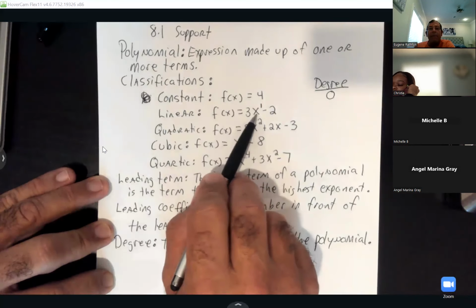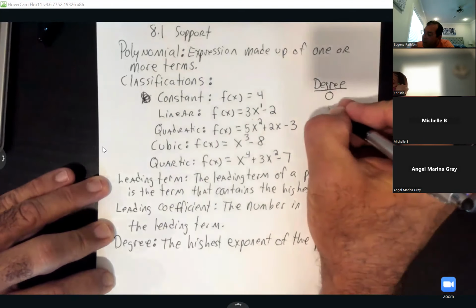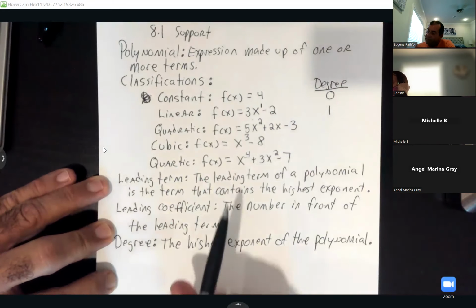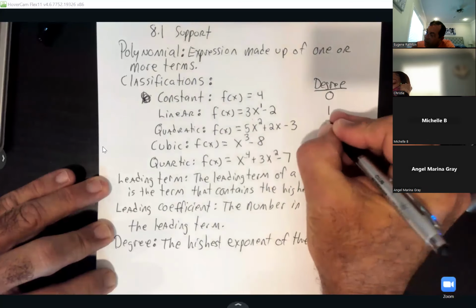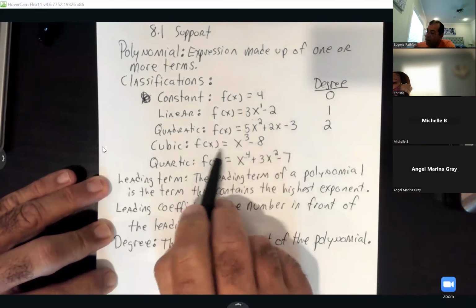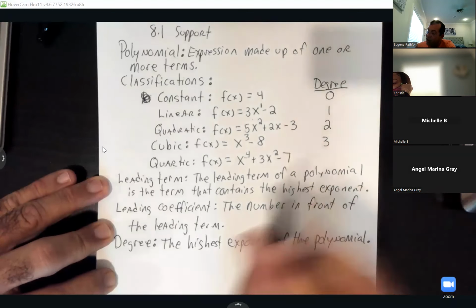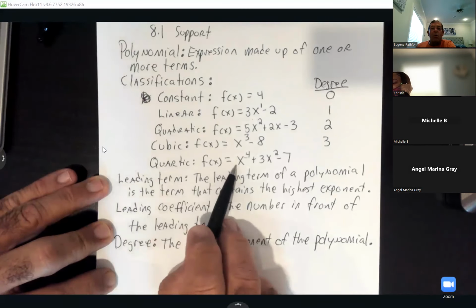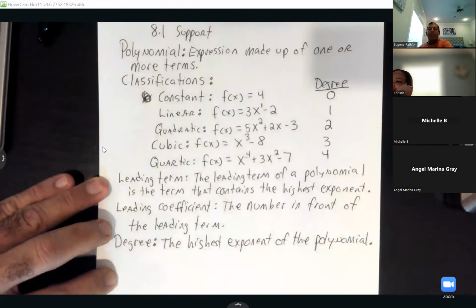For the linear, there wasn't an exponent shown, so we put a 1 there, which means the degree is a 1 for a linear. Quadratic, highest exponent is 2, so that degree is a 2. Cubic, highest exponent is a 3, so that degree is a 3. And then y'all, finally on my quartic, highest exponent is a 4, so it has a degree 4.